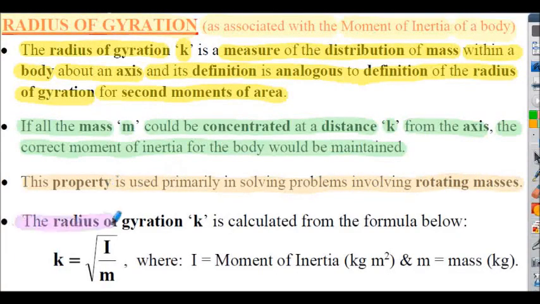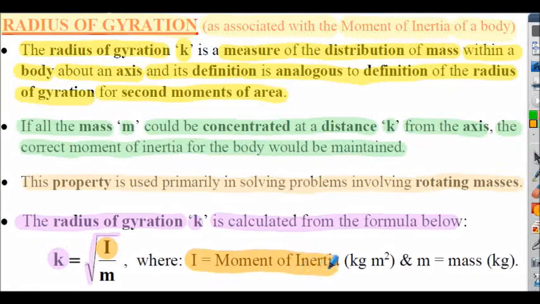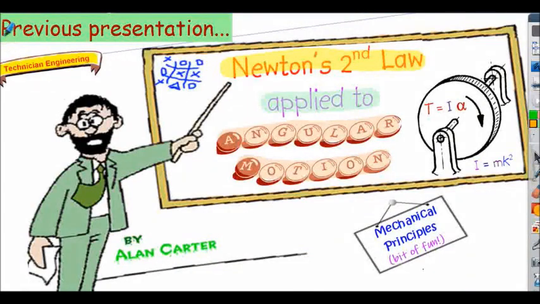So in this context, the radius of gyration k is calculated from the formula shown below. So k is equal to the square root of I, now that's the moment of inertia in kilogram meter squared, divided by m, which is the mass, and that's in kilograms. And indeed there is a previous presentation related to Newton's second law applied to angular motion where we make extensive use of the radius of gyration in this rotating mass context. Again, that's just for background information.